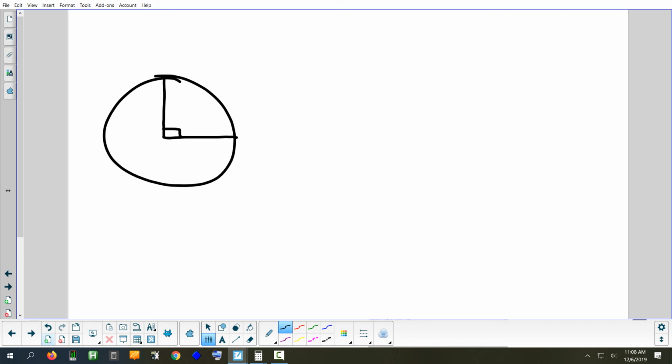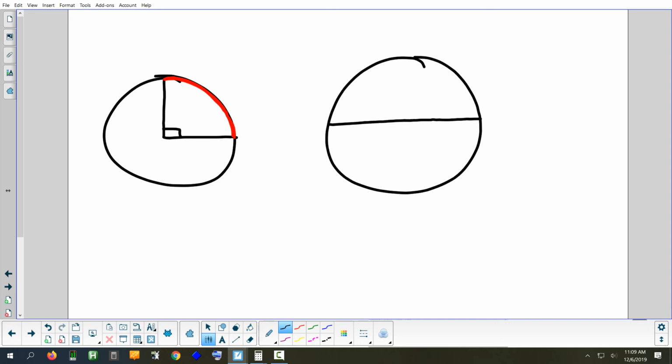Eric, how big is that angle that I just made? 90. And there's the arc for a 90-degree angle in that circle. Okay, now I'm going to go like this. Jacob, how big is the angle I just made there? 180. How does the angle that I had in the first picture compare to the angle I had in the second picture? Double. How does the arc I had in the first picture compare to the arc I have in the second picture? It's also double.